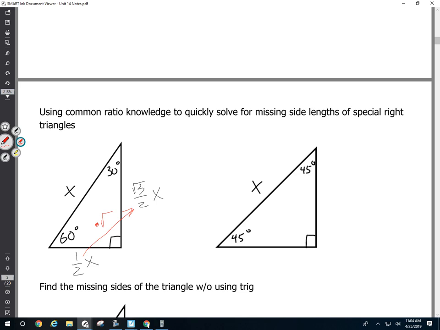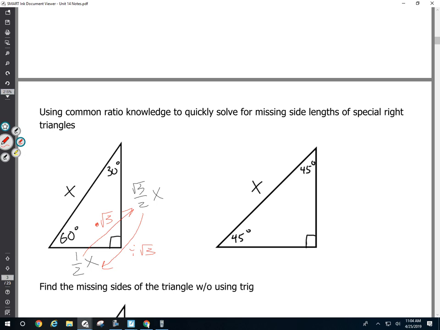I could just multiply the 1/2 by root 3, and it turns into root 3 over 2. So if I'm given this side length, multiply it by root 3, and you'll have this side length. Going the other way around, if I have root 3 over 2 x, and I'm given this side length, and I want to find this side length, I can divide by root 3.